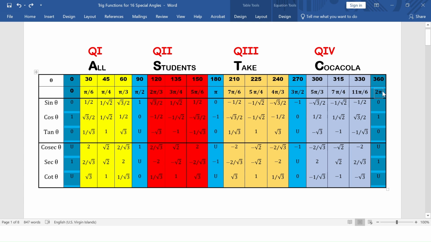When we continue going past 360, if we add 30, so we go to 390, we come back to the same answer as this one. Then if we add 45 to 360, the answer will be the same. So whatever special angle we have here, if we add 360, we come to the same point.